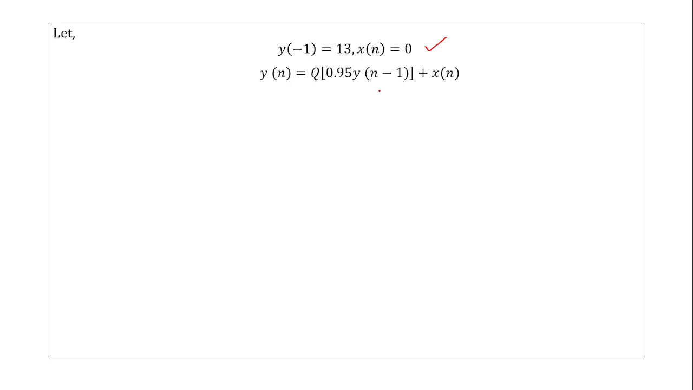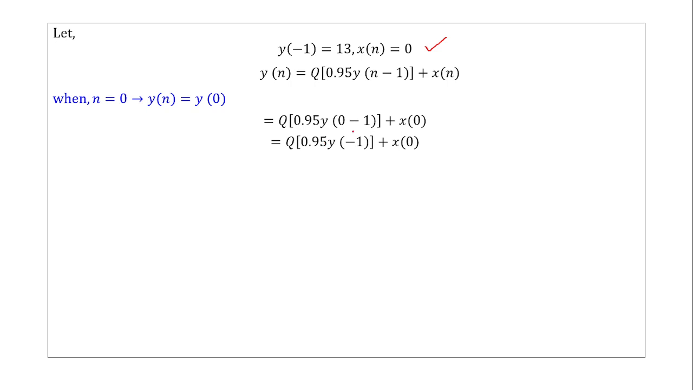Now we are going to substitute n as 0, 1, 2, 3, and see when the system is going to enter into the limit cycle. When n equal to 0, y of n equal to y of 0. So y of 0 equal to quantization of 0.95 y of 0 minus 1 plus x of 0. Here 0 minus 1 is minus 1, y of minus 1 is 13, and x of 0 is 0. So quantization of 0.95 into 13 plus 0, which is 12.35. Here we go for rounding, so the rounded value of 12.35 is 12. So the quantized value y of 0 is equal to 12.